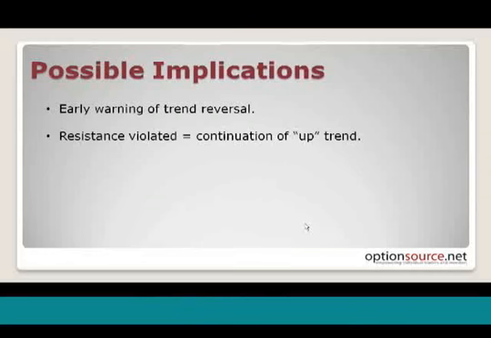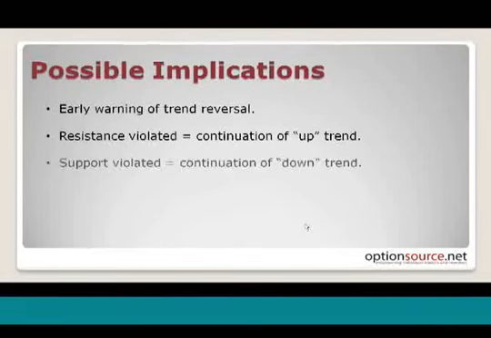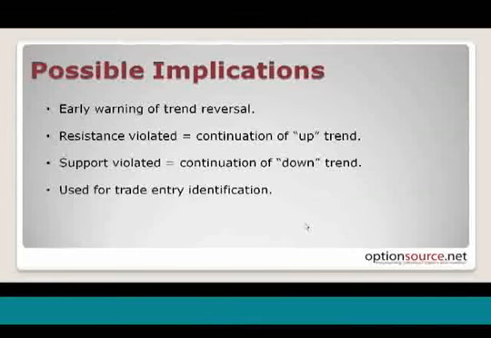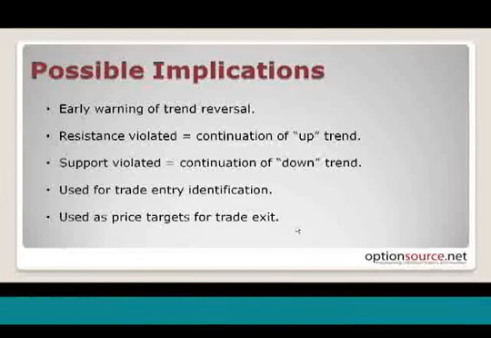Of course, if a resistance is violated, we're looking at a continuation of an uptrend. If support's violated, we're looking at the continuation of a downtrend. And again, we use these clues for trade entry identification, and we also use them for price targets and trade exits.